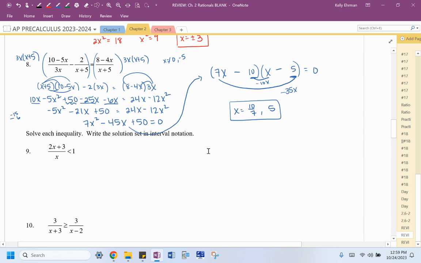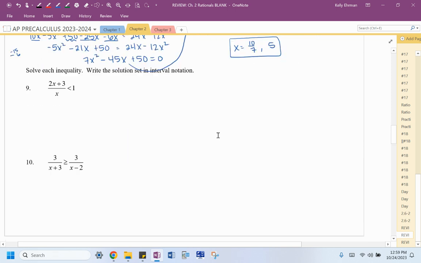Okay, solve each inequality. Write the solution set in interval notation. So we're back to having to keep the fractions. First step is get this equal to 0, so subtract 1 over to the left side, so it's less than 0. Next step is get a common denominator.